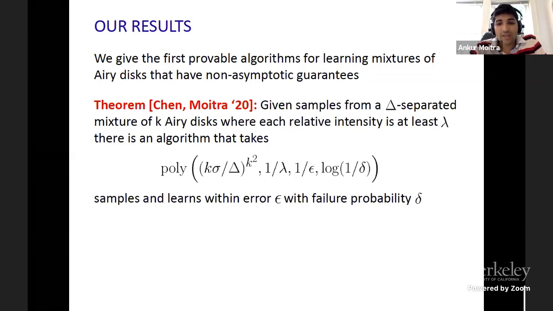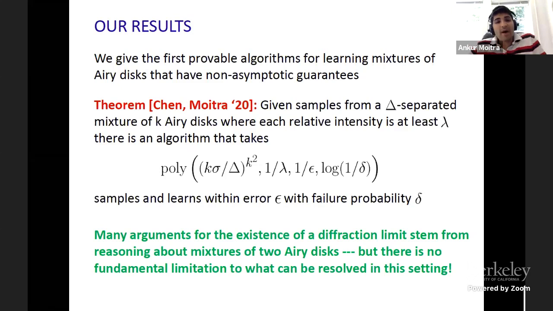What we showed was that, given samples from a delta-separated mixture of K Airy disks, meaning the centers are delta apart from each other in L2 distance, and all of this is happening in 2 dimensions because the centers are locations in the observation plane, and there's a notion of a relative intensity lambda, which is really just the mixing weight, so what fraction of the photons come from which of the different sources, then as long as you have a lower bound on the relative intensity of all of the different sources, there is a polynomial time algorithm for any constant k that takes a polynomial number of samples and learns the centers of the Airy disks to any desired accuracy epsilon and with small failure probability delta.